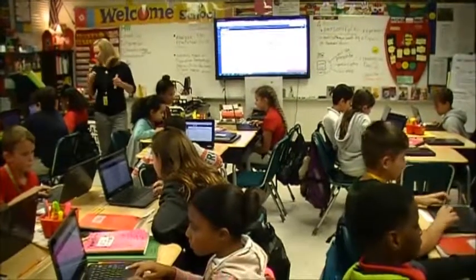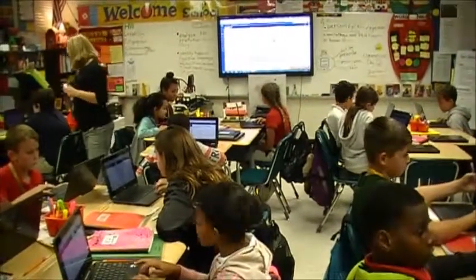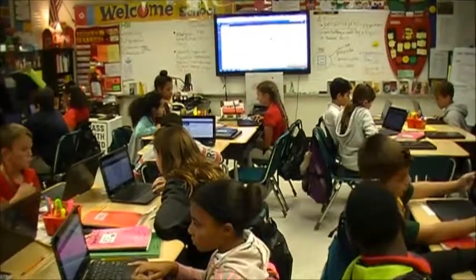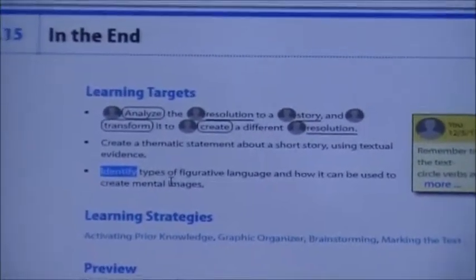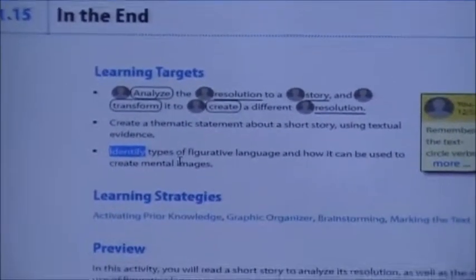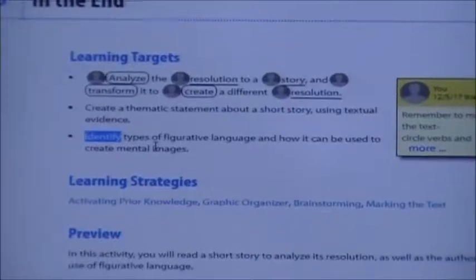Y'all remember you put the cursor. I did the first one for y'all, but you can go ahead and do the first and the third. We're concentrating on 2 learning targets today. I think we're pretty good with identifying. The lazy afternoon yawn. Can you identify what type of figurative language that is?